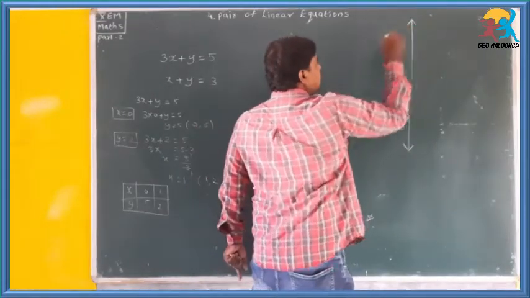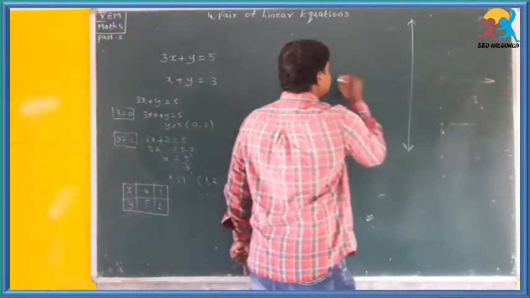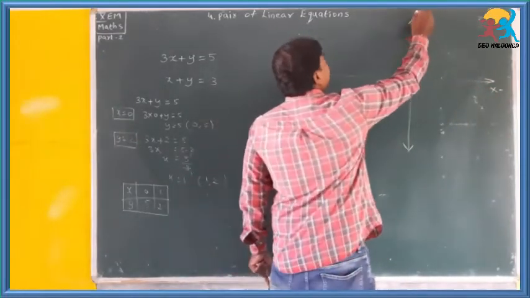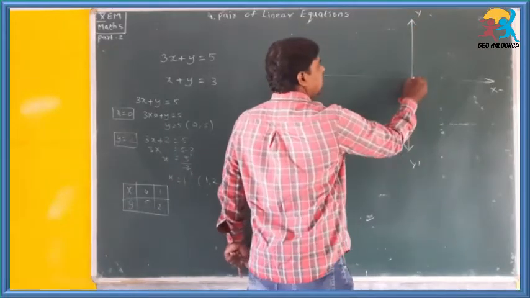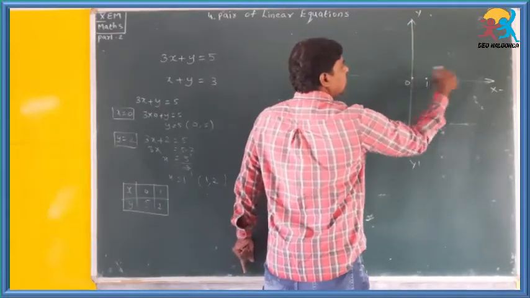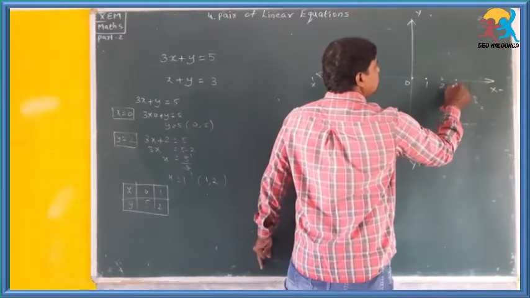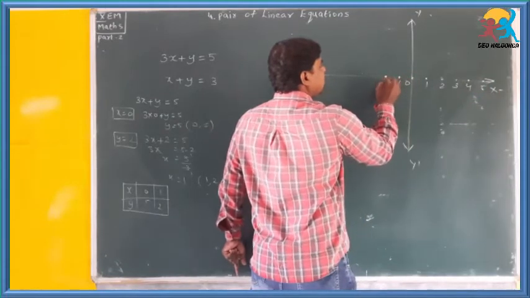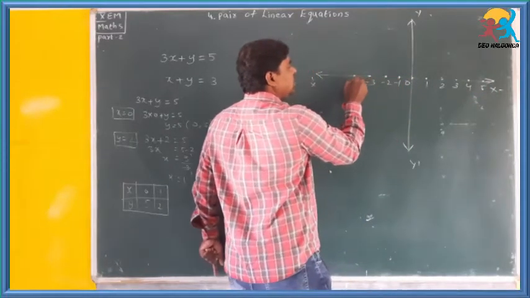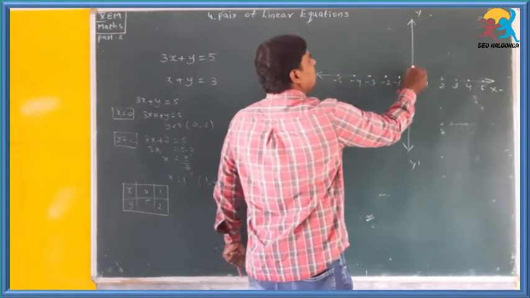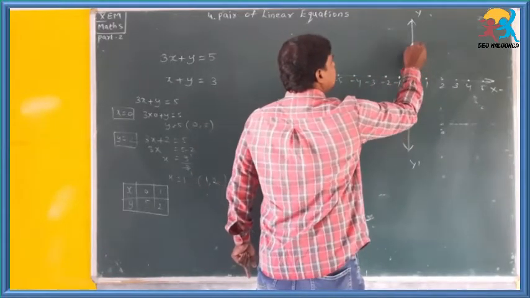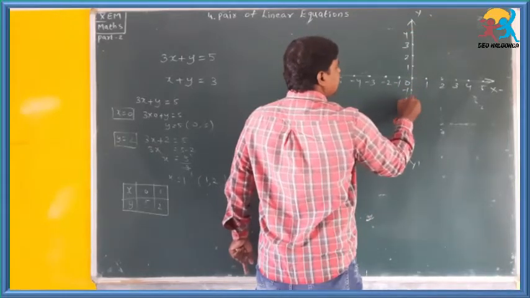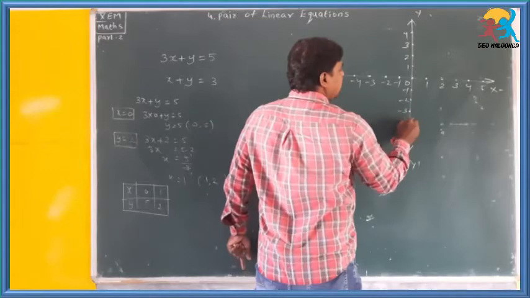This is the y axis, and this is the x axis, and this is x dash, y and y dash. Here we will write the points 0, this is the positive side, 1, 2, 3, 4, 5, and on the other side minus 1, minus 2, minus 3, minus 4, minus 5. Here we have to write 1, 2, 3, 4, and this side minus 1, minus 2, minus 3, minus 4, like this.